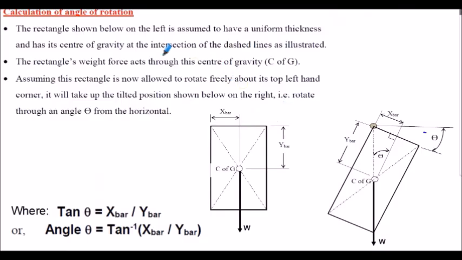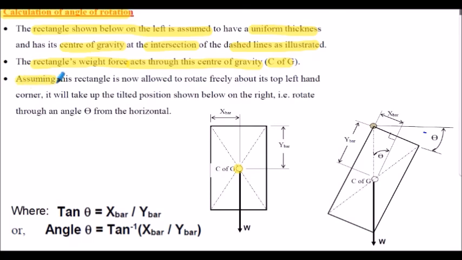I'm just going to briefly outline the calculations for the angle of rotation. The rectangle shown below on the left is assumed to have uniform thickness and has a centre of gravity at the intersection of the dashed lines as shown. So there's its centre of gravity here. The rectangle's weight force acts through the centre of gravity, C of G.